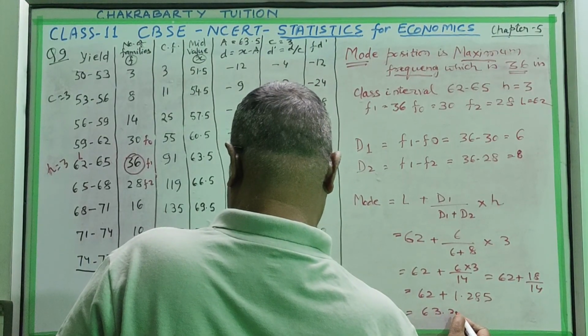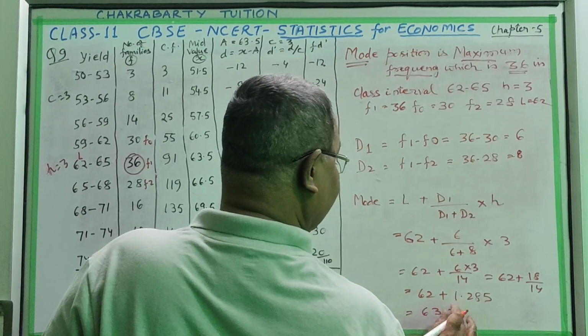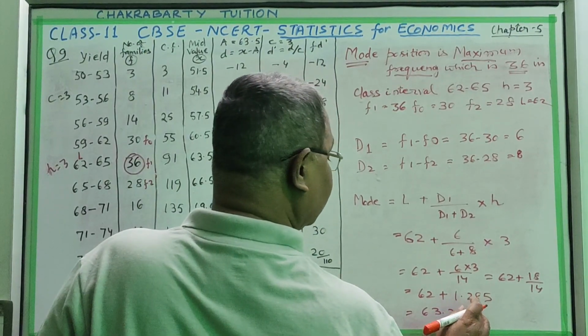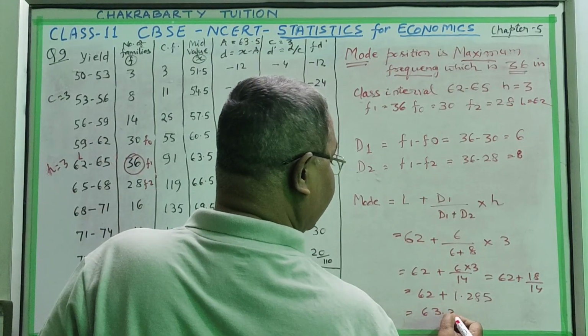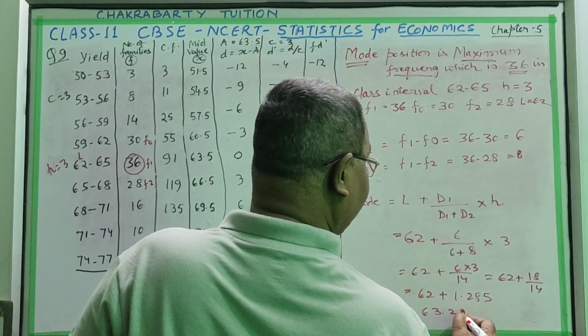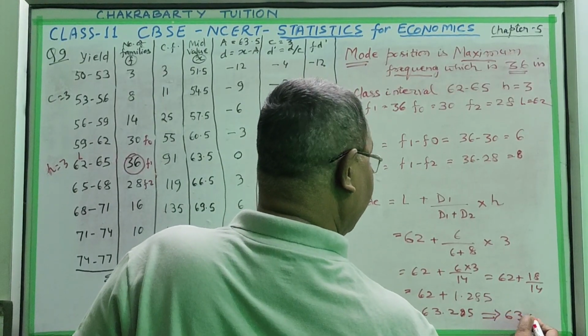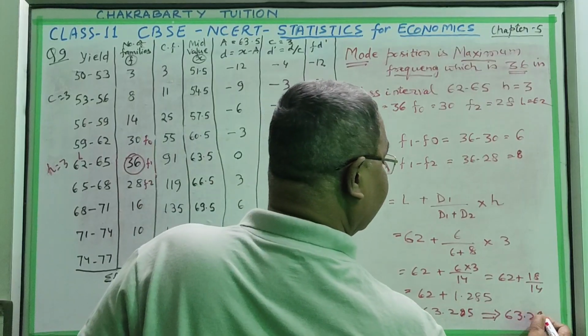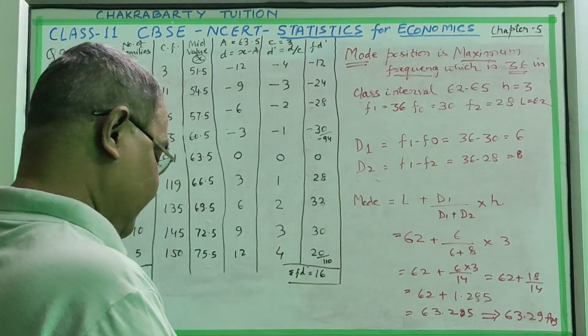So your answer is 63.285, and you can round it to 63.29. Okay, 285 you can reduce to 29. So 63.29, and this is your answer in the book. Okay, so this is your answer.